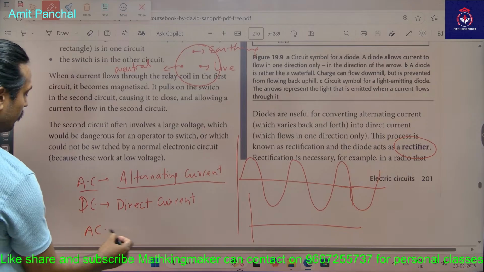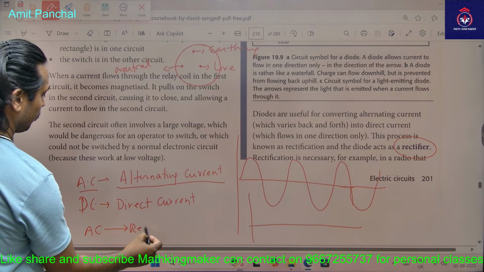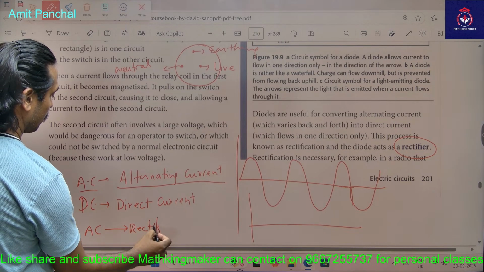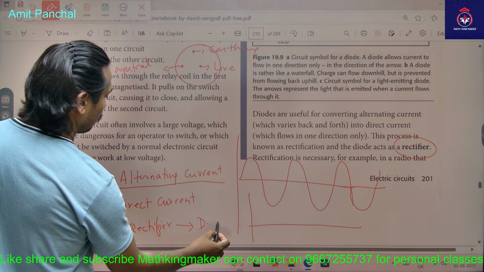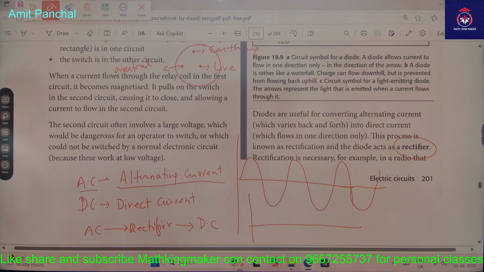You connect a rectifier with AC and it changes to DC. The input of a rectifier is AC, the output of a rectifier is DC. Note it down please.